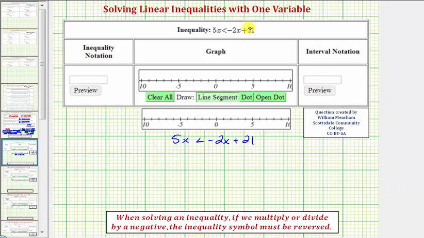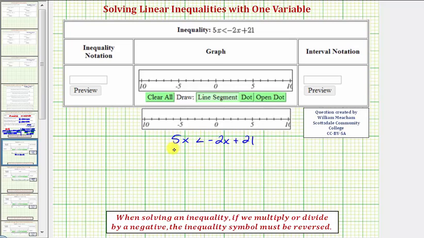We want to solve the given inequality and then express the solution using inequality notation, using a graph, and also using interval notation. We solve an inequality like this just like we solve an equation, except if we multiply or divide by a negative, we must reverse the inequality symbol.